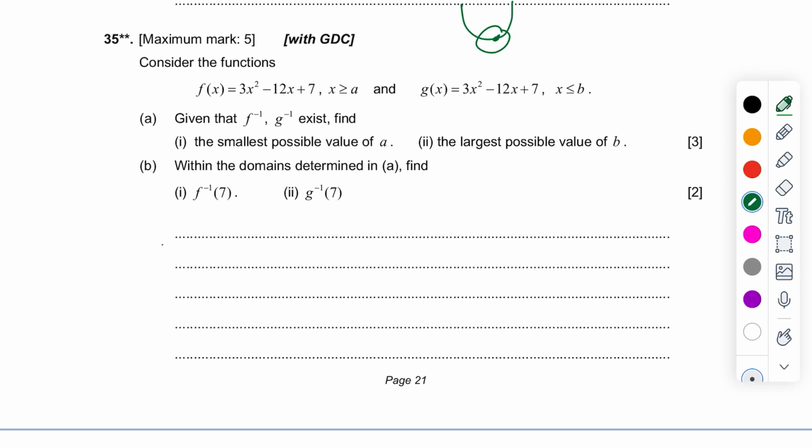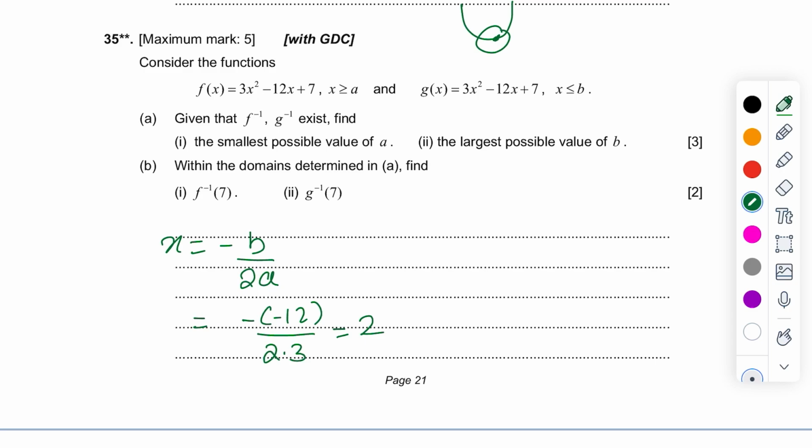The vertex x value is going to be minus b upon 2a. So minus b upon 2a is going to be the vertex. So the x coordinate of the vertex is going to be the minimum value of a. So how do I find that one? Minus of minus 12 divided by 2 times 3. So that equals 2.